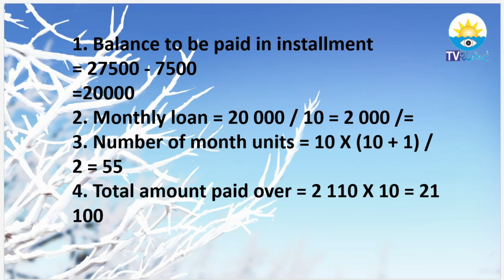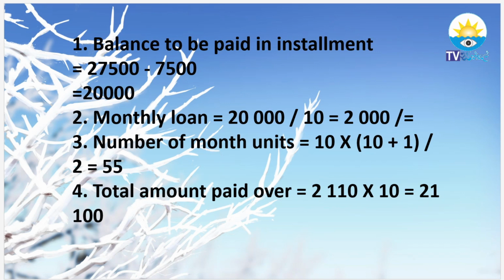Third one, number of month units. You have learned that in the previous lesson. You have learned the formula n times n plus 1 divided by 2. Using that same formula, you have to find the number of month units. You can substitute the number of months, 10. 10 times 10 plus 1 divided by 2 is 55. That is the same as in the previous lessons when we saw the size of the installments.